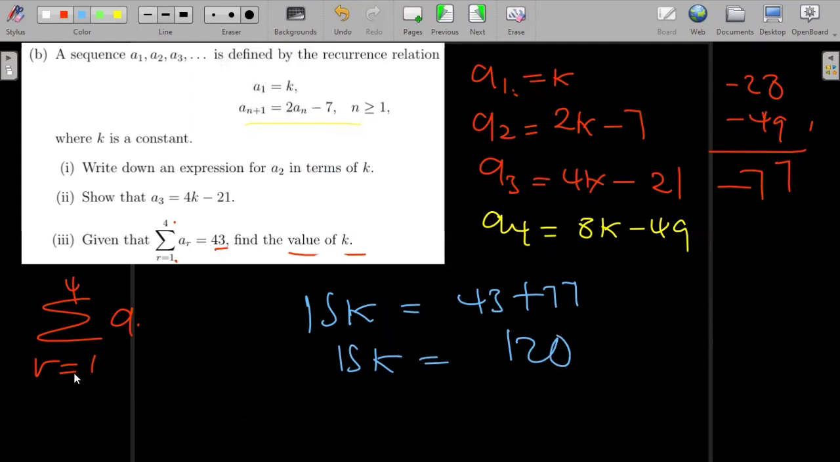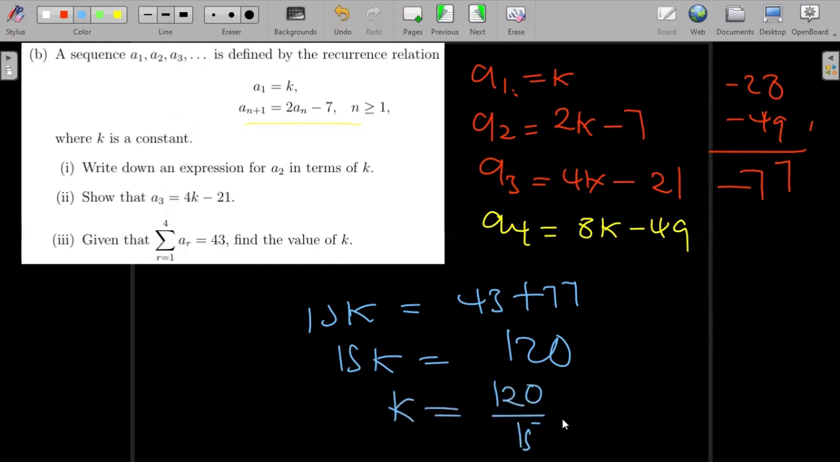Okay, and then from there, we just divide both sides by 15. So K will be equal to 120 over 15. So this will just give me 8. So the value of K will be basically 8. All right, so we are done with question 1B.